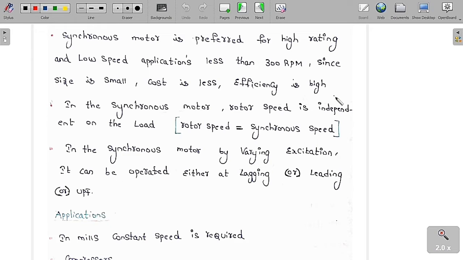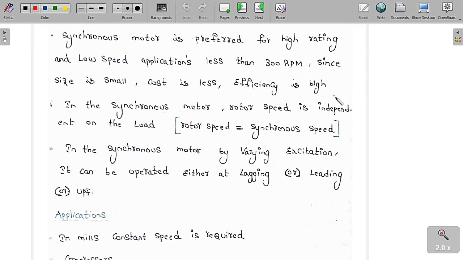Synchronous motor is preferred for high rating and low speed applications, particularly less than 300 rpm. The size of the synchronous motor is also very small, and if the size is less, the cost is also less and the efficiency is high, only under 300 rpm. So for applications less than 300 rpm, the size is less, the cost is less, and the efficiency is very high.